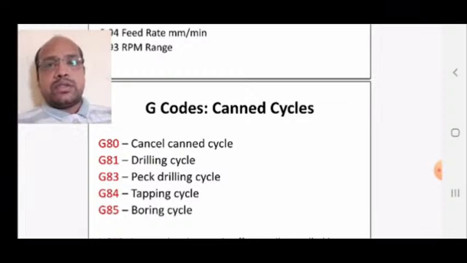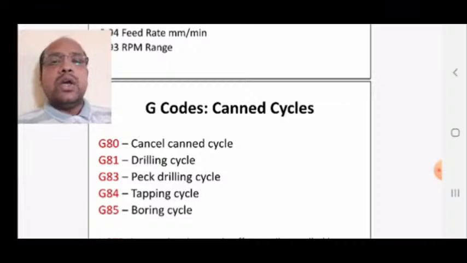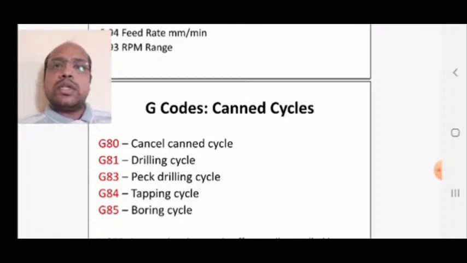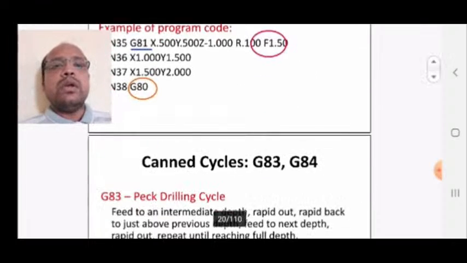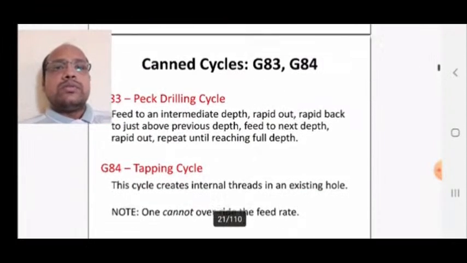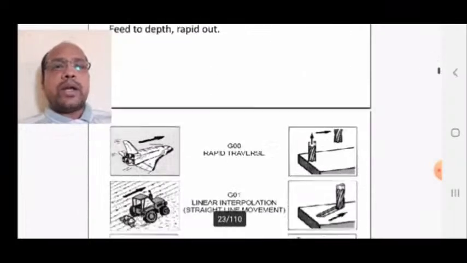Nowadays different buttons and switches are also available on CNC machines to stop the canned cycle directly. Whenever you press that button, automatically the canned cycle is stopped. So you don't need to insert the G80 code also. Now you will see the next part of the chapter.